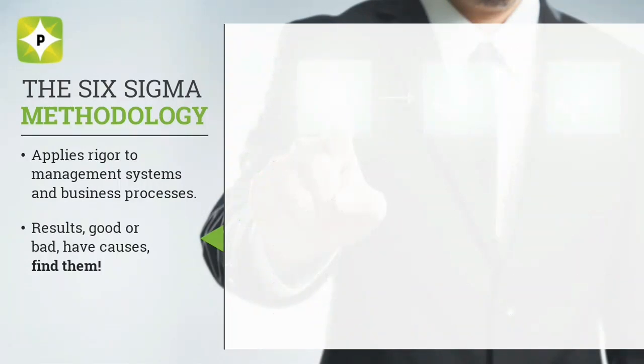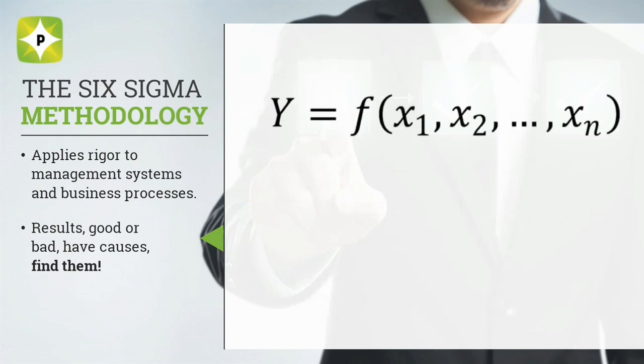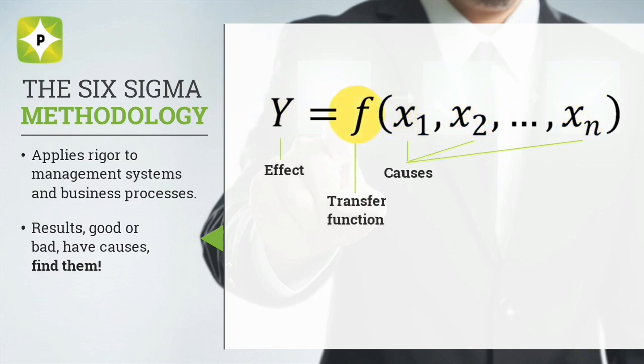The Six Sigma process is sometimes shown mathematically as a transfer function. Y equals f of x. Y is an effect. The x's are causes. The f is a transfer function that relates the two.